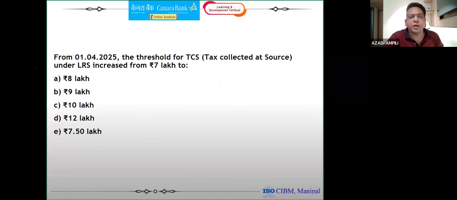And from 1/4/2025, the threshold for TCS, tax collected at source, under LRS is increased from 7 lakhs to, how much is it?